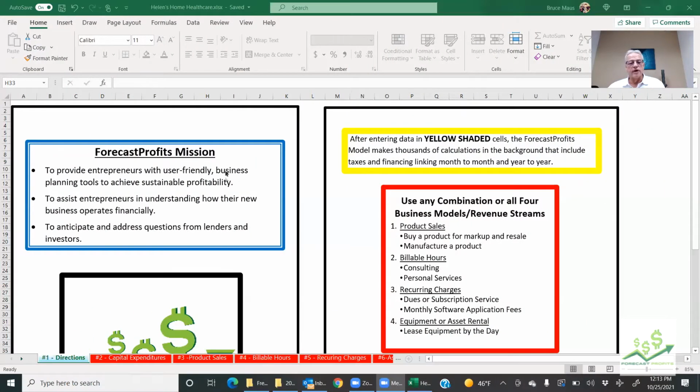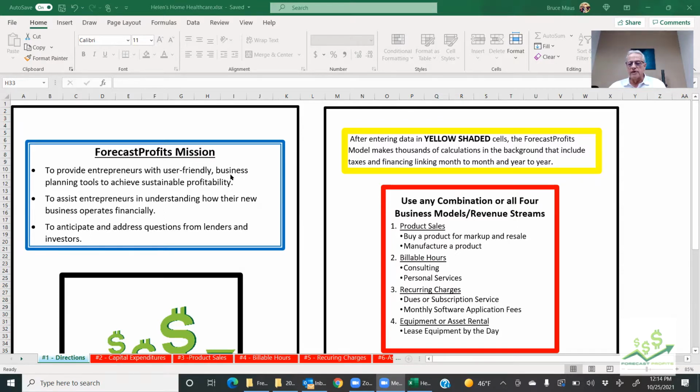Our mission was to create a user-friendly business tool so that you can operate it. You don't have to be a CPA or have been a business major to understand and operate how to create sophisticated financial forecasted statements. We want to assist you in understanding how your business operates financially and be able to anticipate tough questions from lenders and investors.